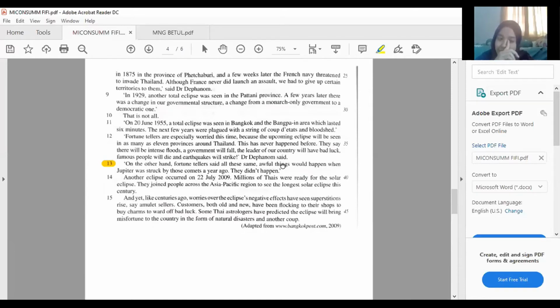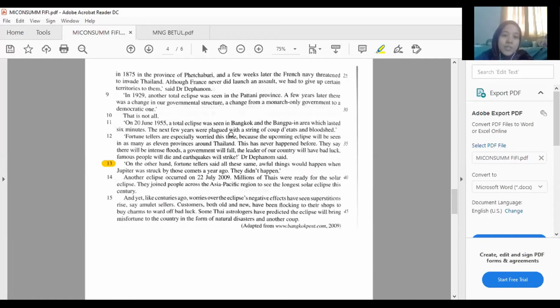Since the main idea stated in the SOP is in the first and last sentence of the paragraph, it may also be in the middle, but this one only has two sentences. On the other hand, fortune tellers say all these same awful things would happen when Jupiter was struck by those comets a year ago. They didn't happen. So by reading here, we might not see the clearest view of what it is trying to tell us in this paragraph. So we might need to read the previous paragraph.